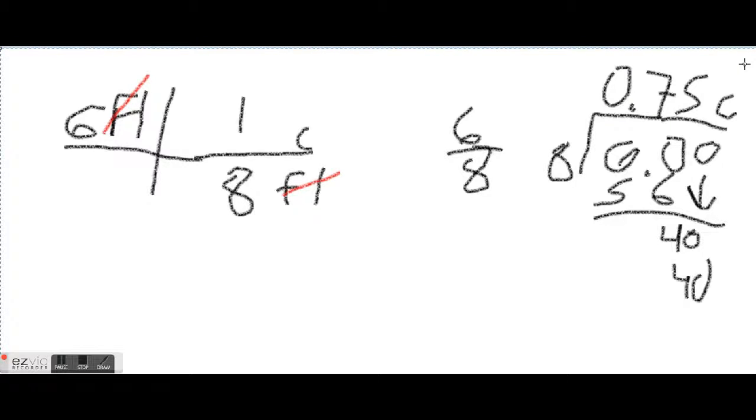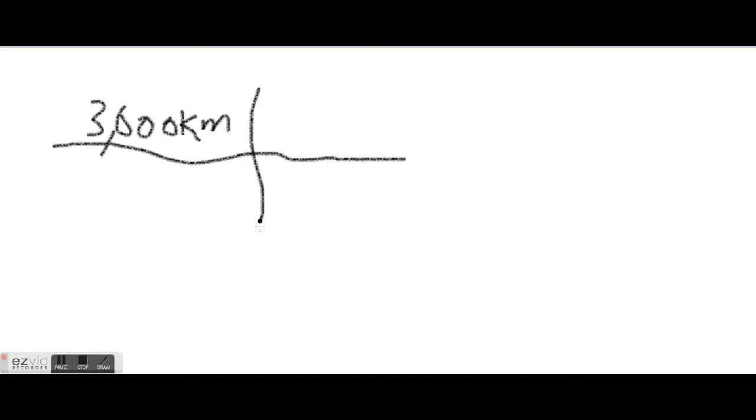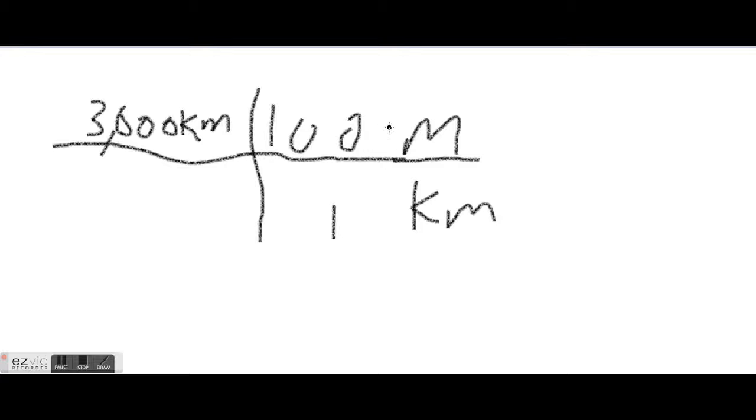Let's work on to the next problem. Our next problem is we have 3,000 kilometers. 3,000 kilometers equals how many meters? Alright, so we have to put our measurements. We know that 1 kilometer equals 1,000 meters. So that means we have to do multiplying. An easy trick to multiply is just multiply these two numbers. 3 and 1 is 3. Then we can just add our zeros.